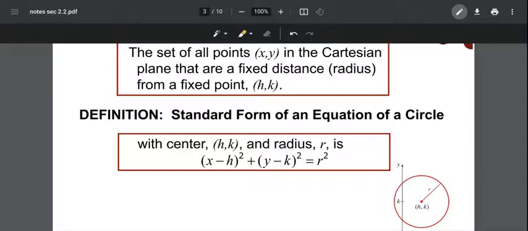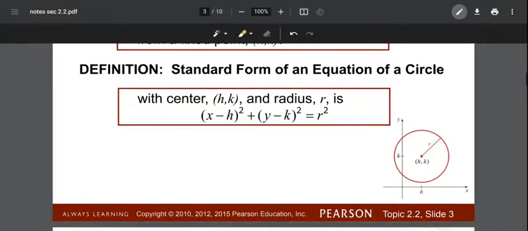So what you see right here is the standard form of the circle: x minus h, which means x minus the x coordinate of the center, to a second power, plus y minus k, which means y minus the y coordinate of the center, equals radius to a second power. And again, radius represents the distance from the center to any point on the circle. So this is the standard form equation.